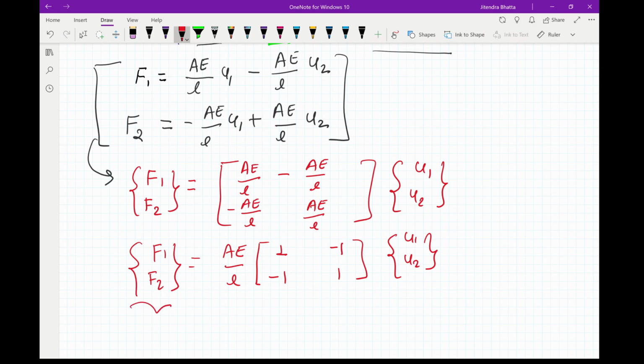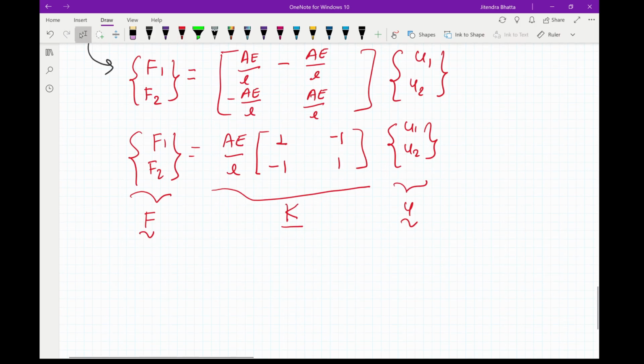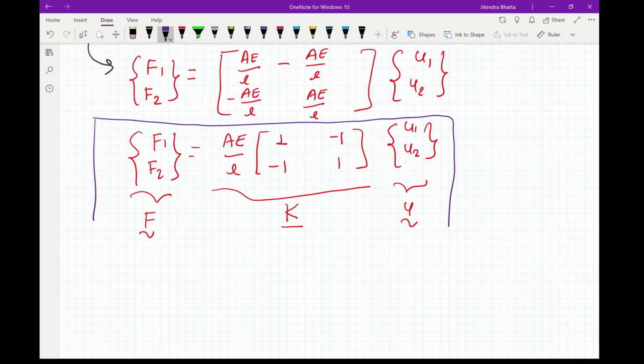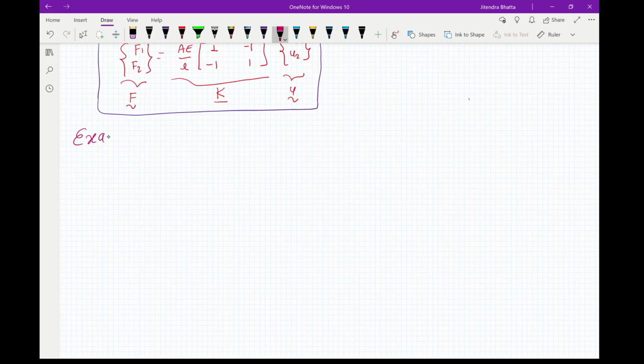Now this is your force vector, that's your stiffness matrix, that's your displacement vector. So there you have it. This is our required equation which relates your forces and displacements in a bar element. Now let's look into an example comprising of the bar elements.